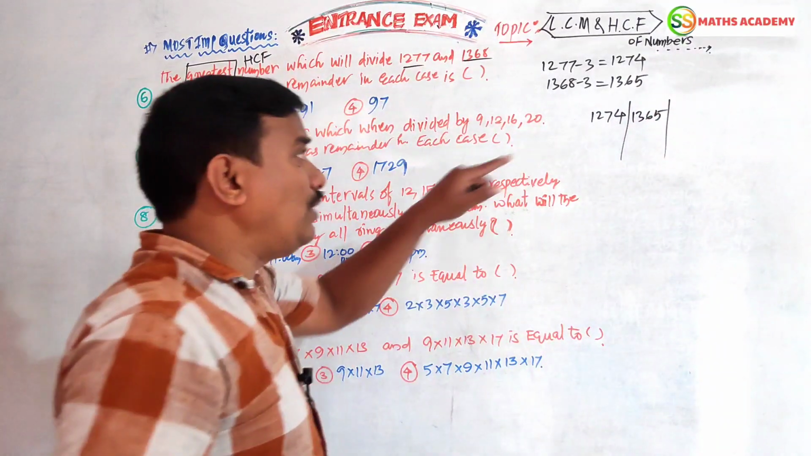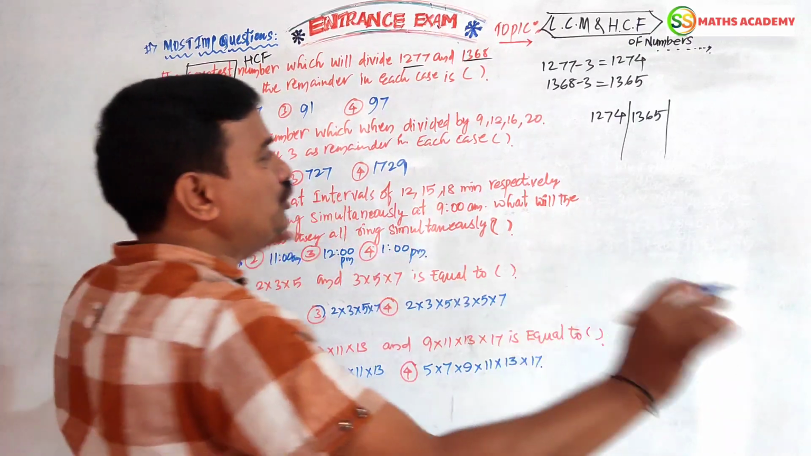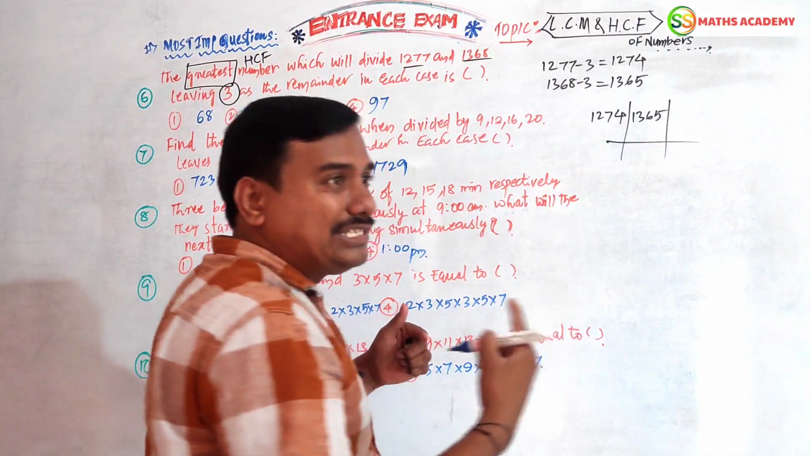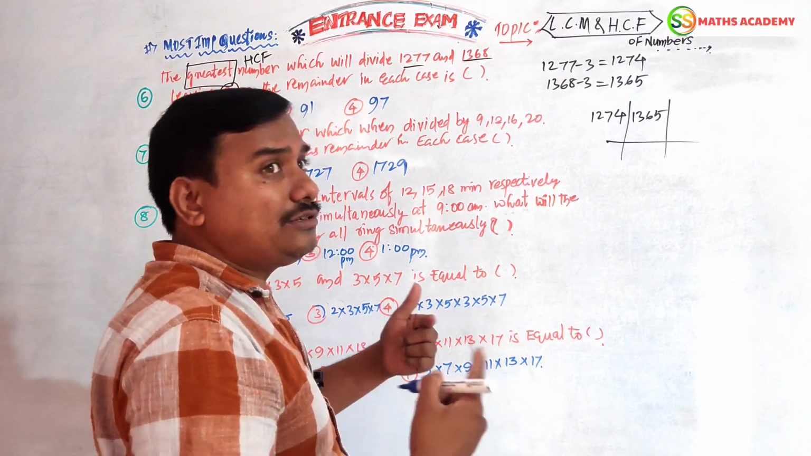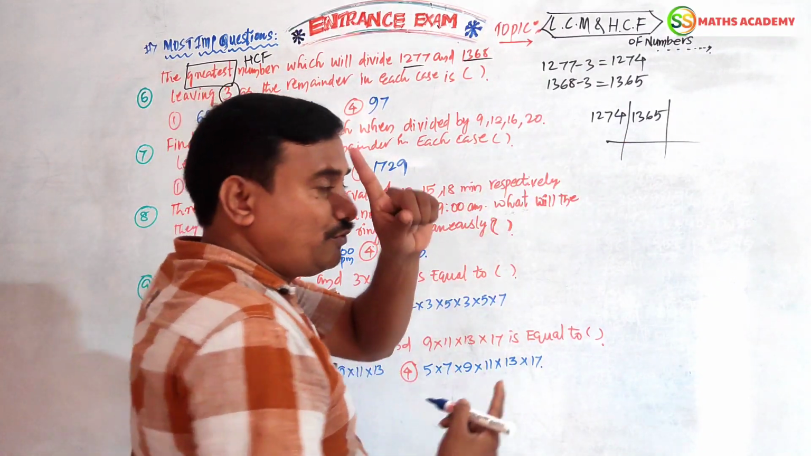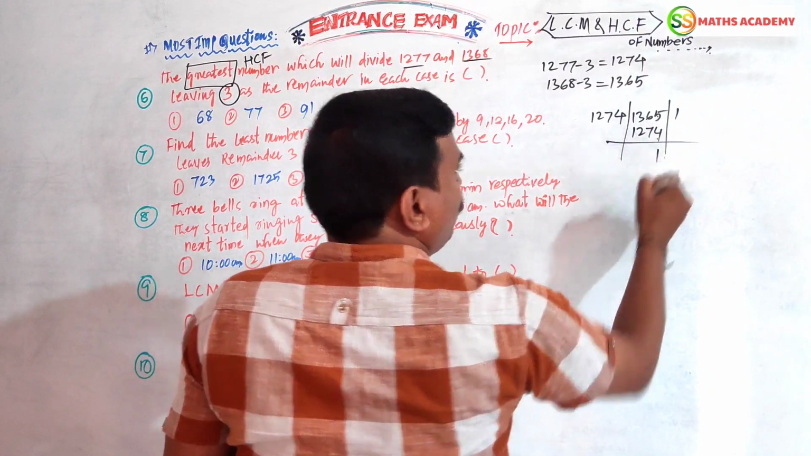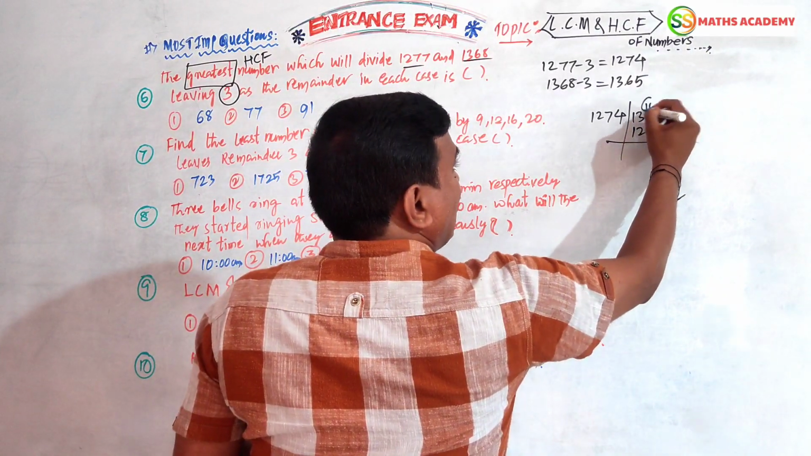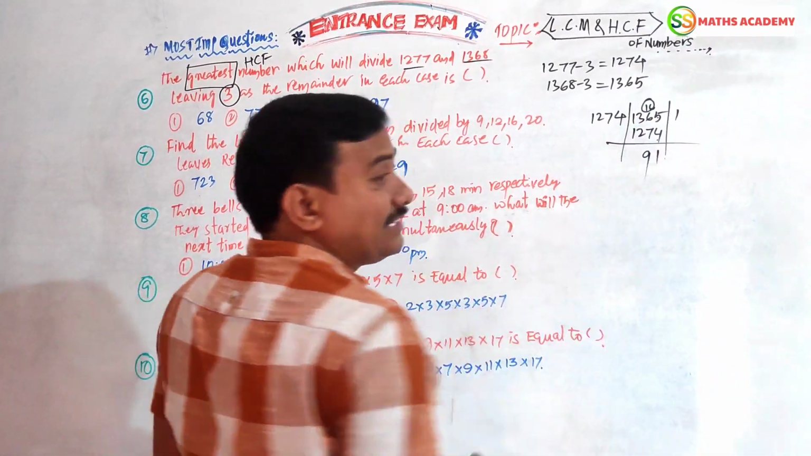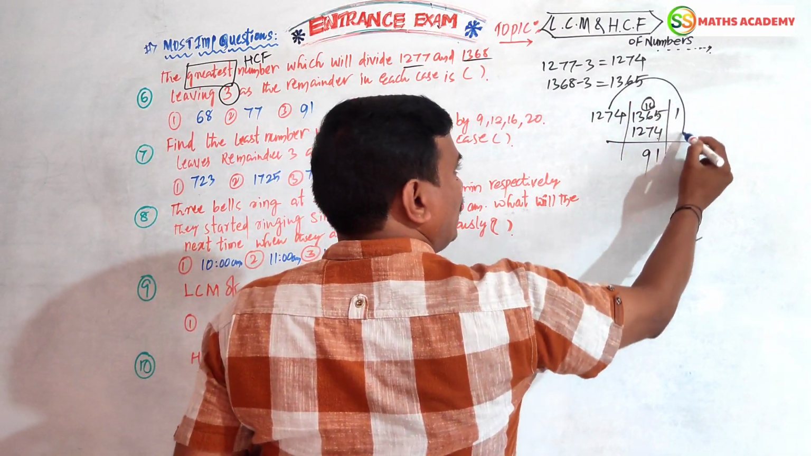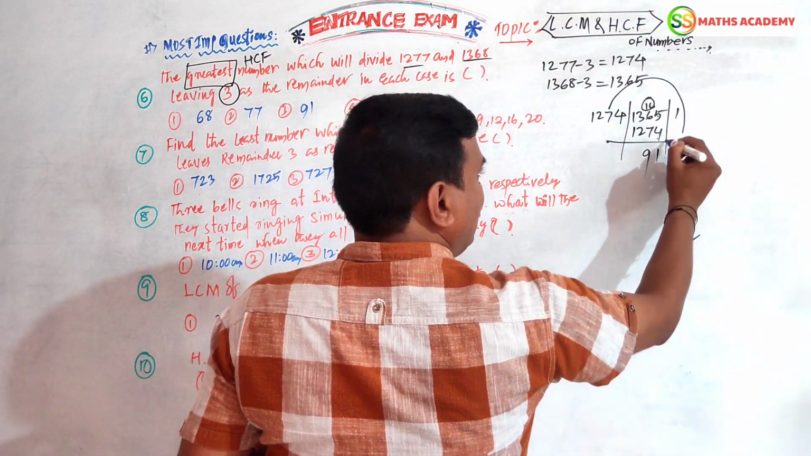We have to do HCF now, by the division method. 1365 divided by 1274: 1 times 1274, and then 5 minus 4 is 1, 16 carry, 16 minus 7 is 9. 91 is the remainder. Now this 1274 comes here as the dividend.